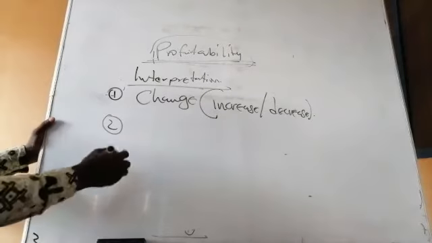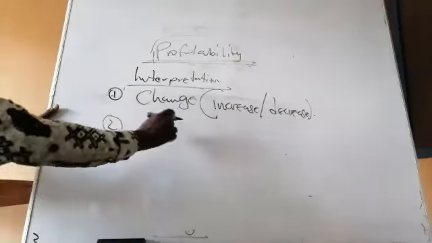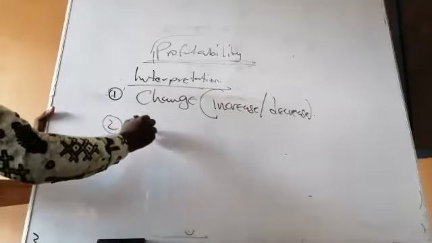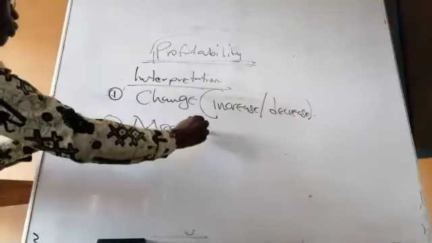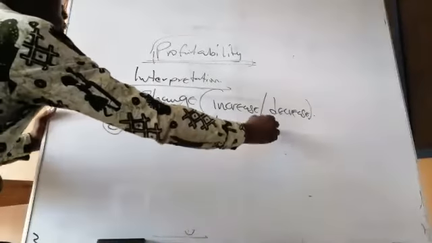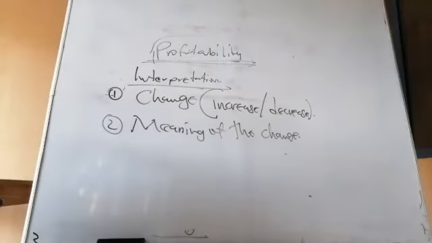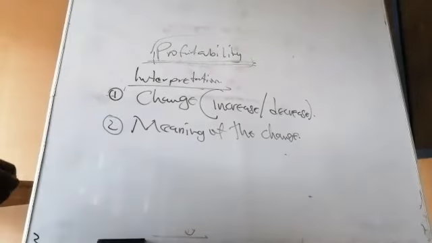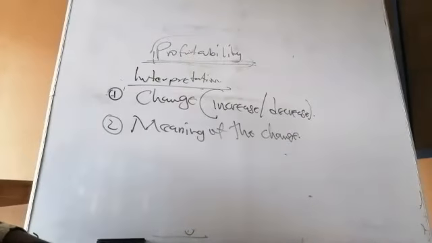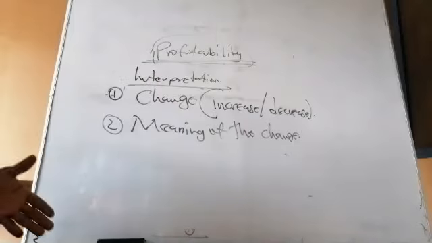So second, tell us what's the meaning of the change, or what does the change represent? So meaning of the change. Does the change give a good indication, a good performance, or a bad performance? So what does the change represent? The meaning of the change. So the operating profit margin, if calculated it has increased, what does it represent? Does it mean that they've increased in profitability or profitability has been reduced? That is all.